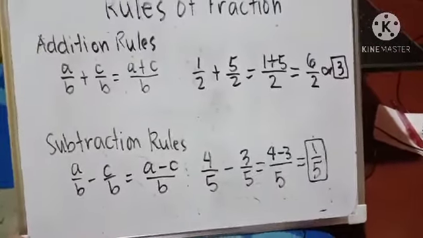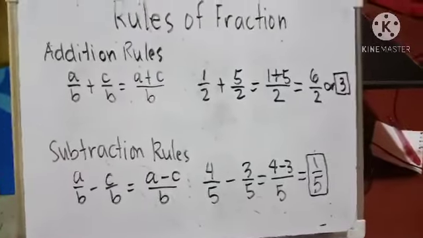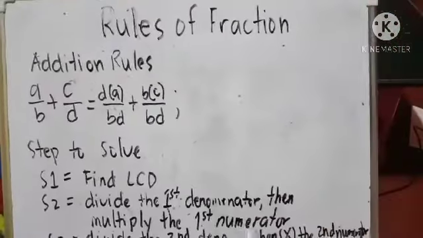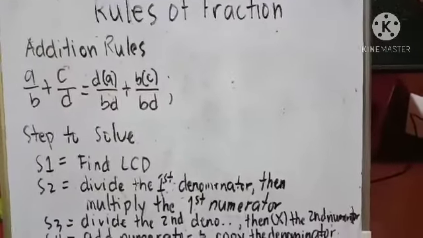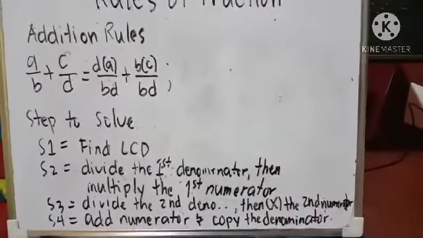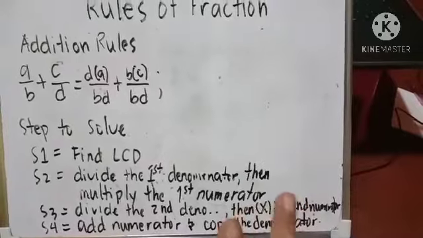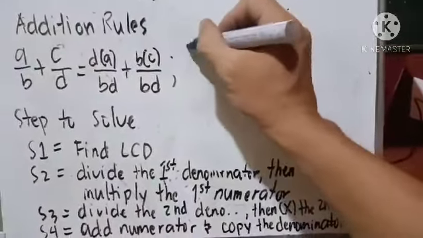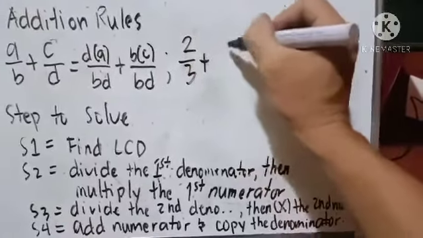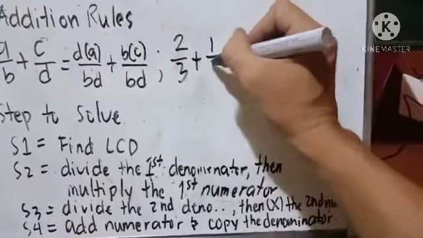So that is the process of the same denominator. Okay, children, let us continue now. This time they are unlike denominator. So what we are going to do, meron tayong mga step to solve if the two fractions are unlike denominator. So I have here the example. We have here 2/3 plus 1/2.